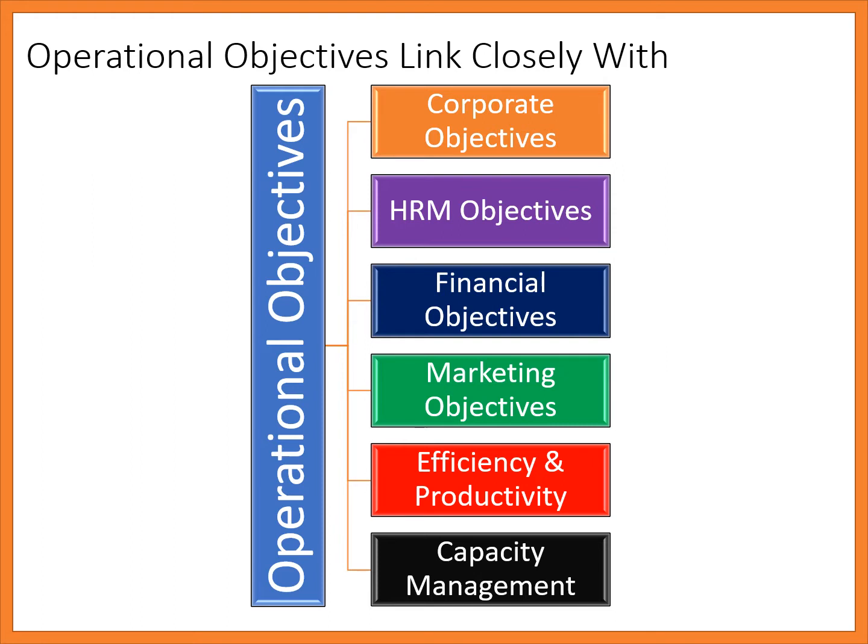So when you're doing any of your 25 mark questions or any of the larger questions like 16, 20 or 25, make sure that you are linking operational objectives. Operational objectives will link with every other type of objective. So you've got all the corporate objectives, the main objectives we learned about in the first unit, HRM objectives, so any of the human resource management ones, which will be unit 6, financial, which is unit 5, marketing objectives, which we've just done, which is unit 3. It also links to efficiency and productivity as well as capacity management.